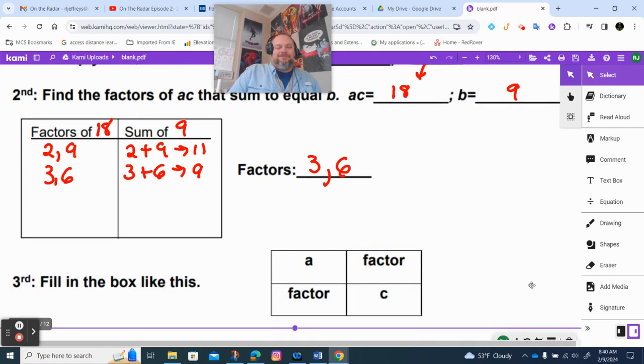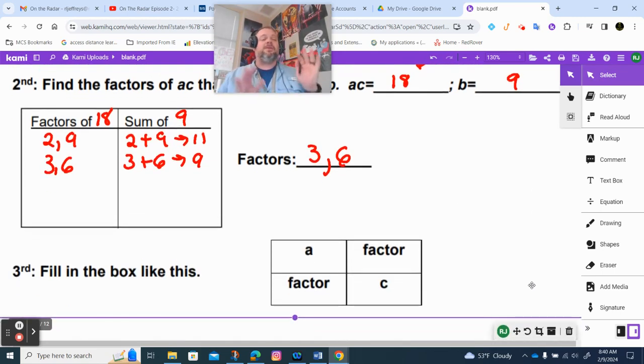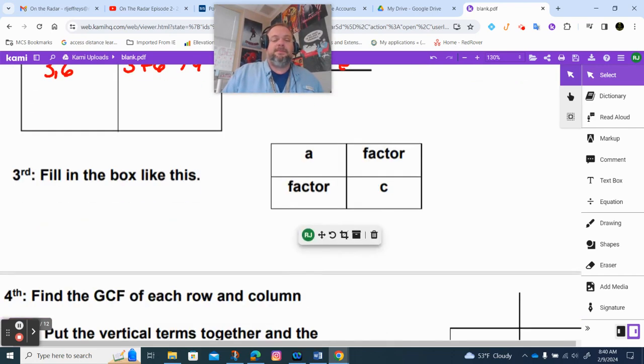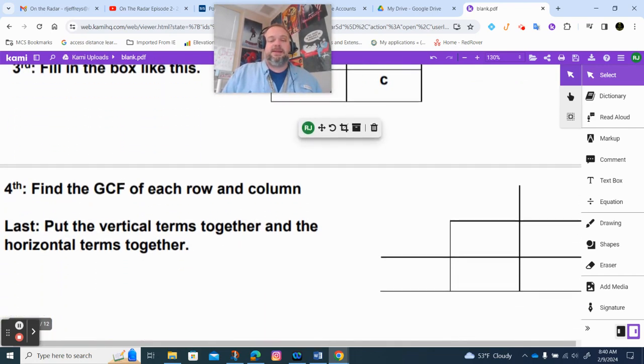All right. So, we're going to fill in our box like this. Now, this is the first time I've actually printed this out for y'all to see exactly that the A term goes here, C goes here, and one of these two factors goes right here. So we're going to fill this in.